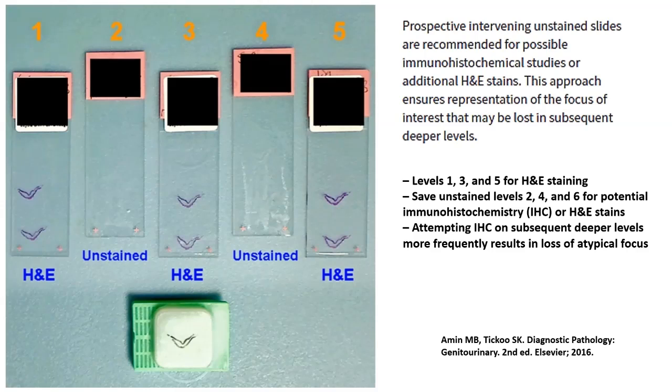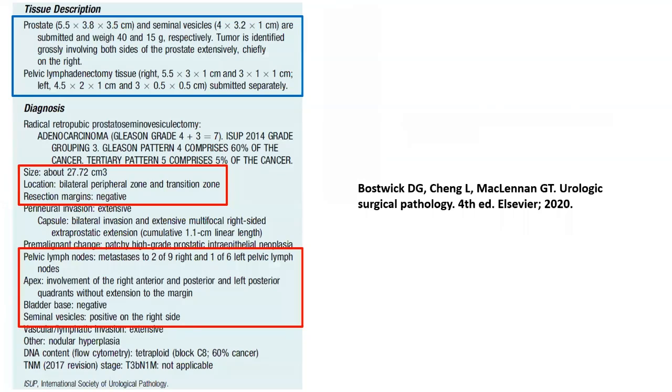However, before I end off with this discussion, a little bit about the important things that you are supposed to keep a note of as far as grossing is concerned. As you see, you have to measure the volume of the specimen by the liquid displacement method. You have to measure out the prostate as well as the seminal vesicles. You will have to pay attention to the resection margins.